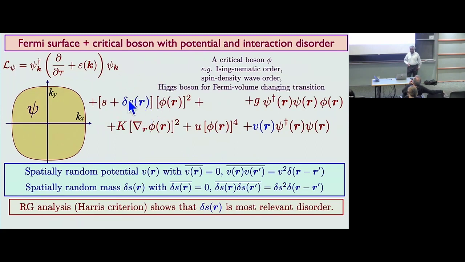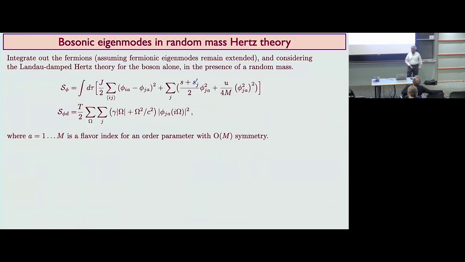All right, so how are we going to account for it? For now, let's just assume that the fermions are extended, and we just integrate them out. So then you get the essential Hertz-Millis theory, where you have the scalar field phi, and the presence of the fermion leads to this damping. This is the Landau damping. And in all three cases, they're just mod omega due to the presence of this random potential V.